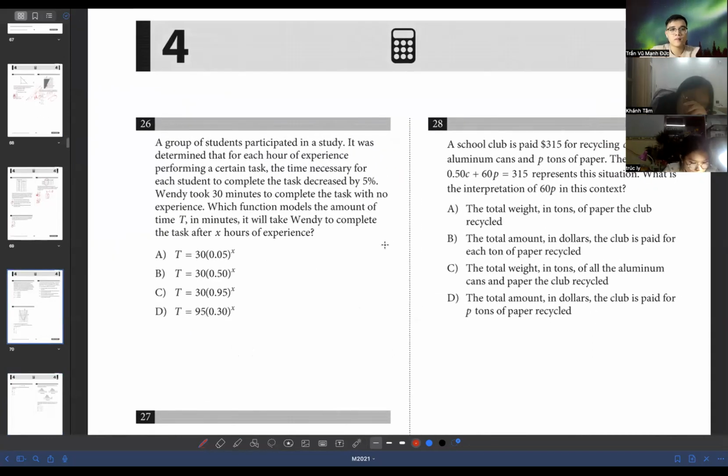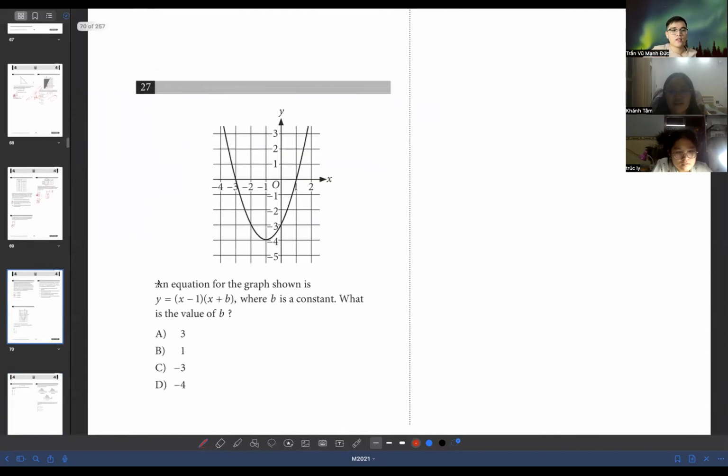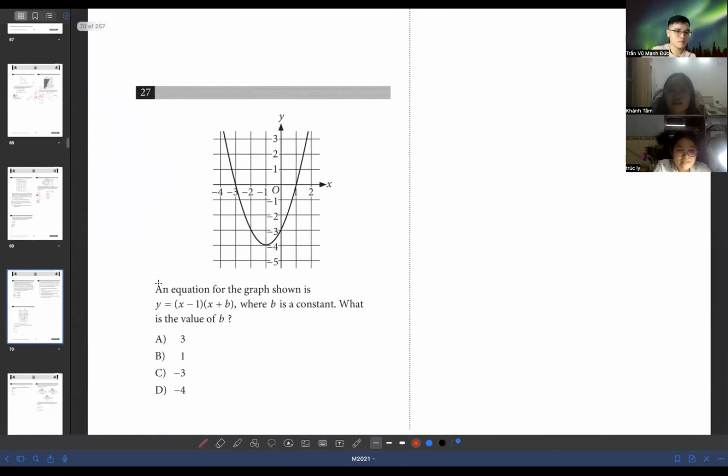Next up, 26 to 30, it's Lina. 26C. Okay, good. 27A. How did you choose A? I see in the graph that the x-intercepts are 2 points, -3 and 1. So B will be 3. Great.